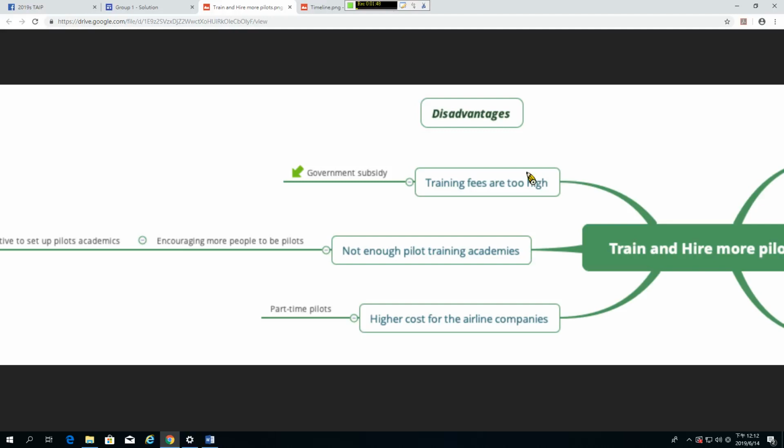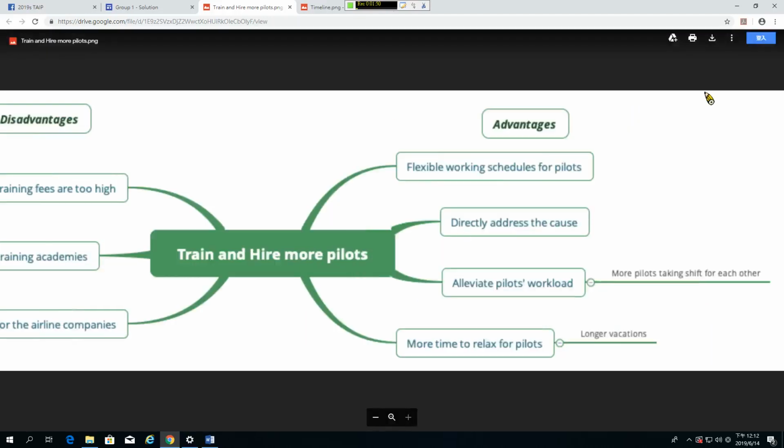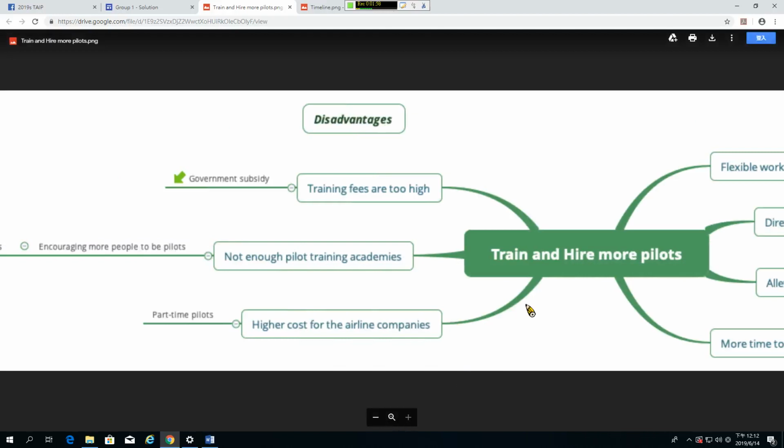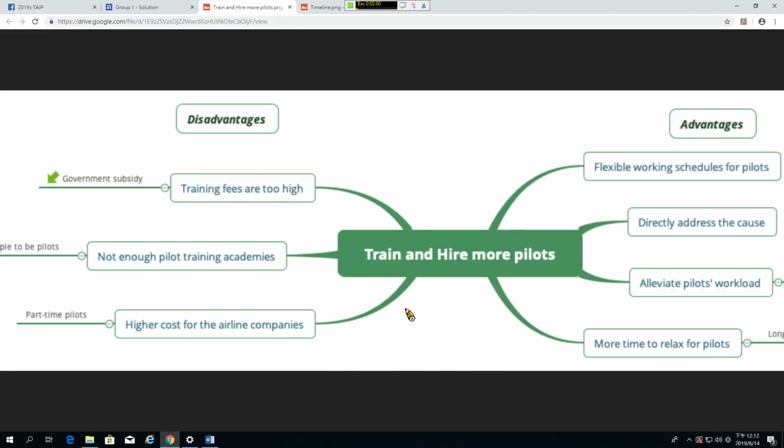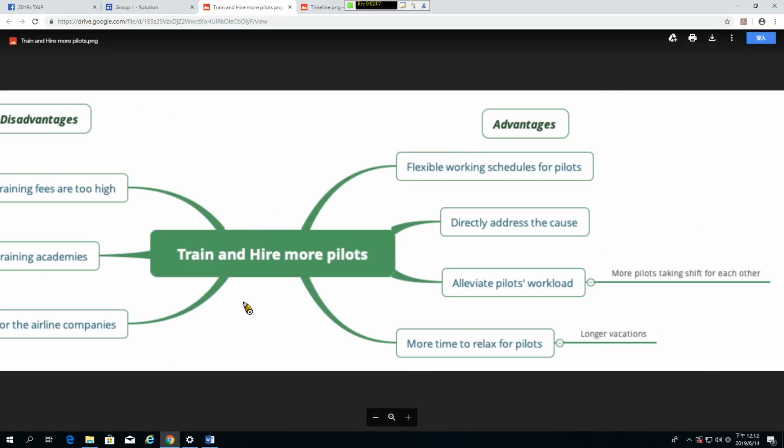Okay, it's like NASA. And there are also advantages, like they can have more flexible schedules. By hiring more pilots, the company can use part-time pilots, so they can pay less to the pilots if the cost is too high. Yeah. And how to close this?